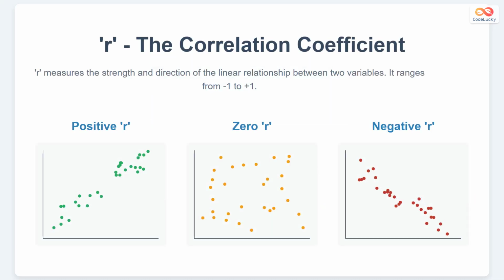Let's look at r, the correlation coefficient. This value measures both the strength and the direction of a linear relationship between two variables. It always falls between -1 and +1. A positive r means that as one variable increases, the other tends to increase. A negative r means that as one variable increases, the other tends to decrease. An r of 0 means there is no linear relationship at all.